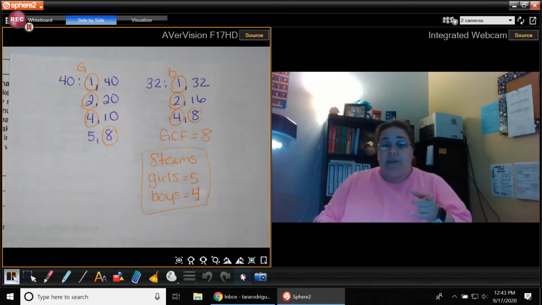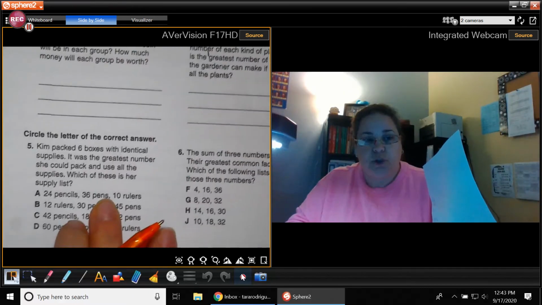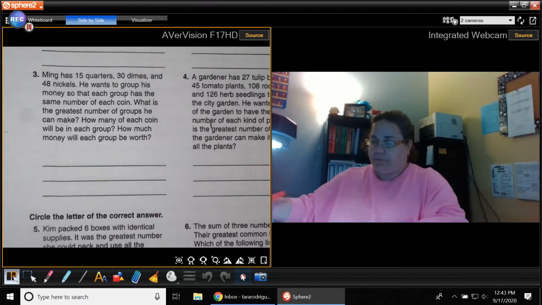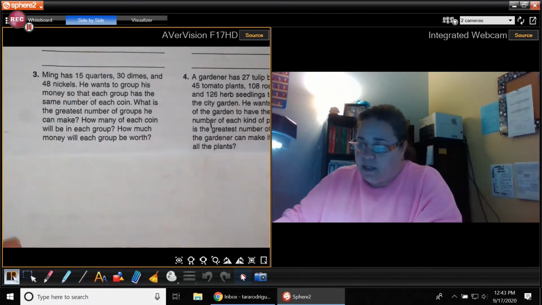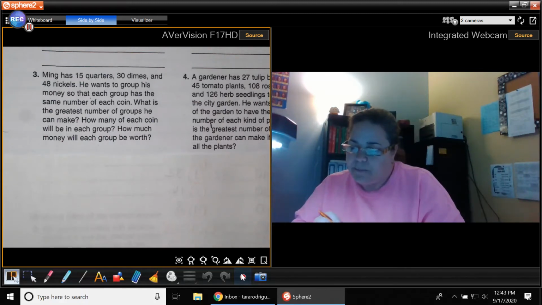Okay. Now we're going to take a look at another one. Where is it? There it is. Okay. So for this one, number 3 we're doing. For number 3, Ming has 15 quarters, 30 dimes, and 48 nickels. He wants to group his money so that each group has the same number of each coin. What is the greatest number of groups he can make? And how many coins from each will he have in each group? How much money will each group be worth?